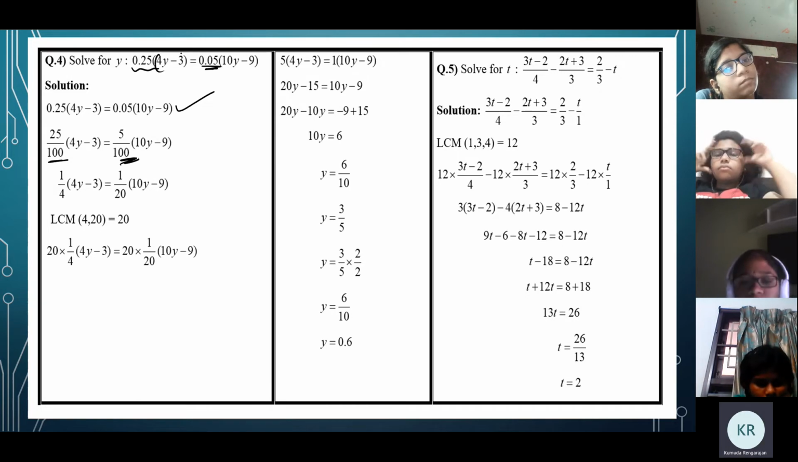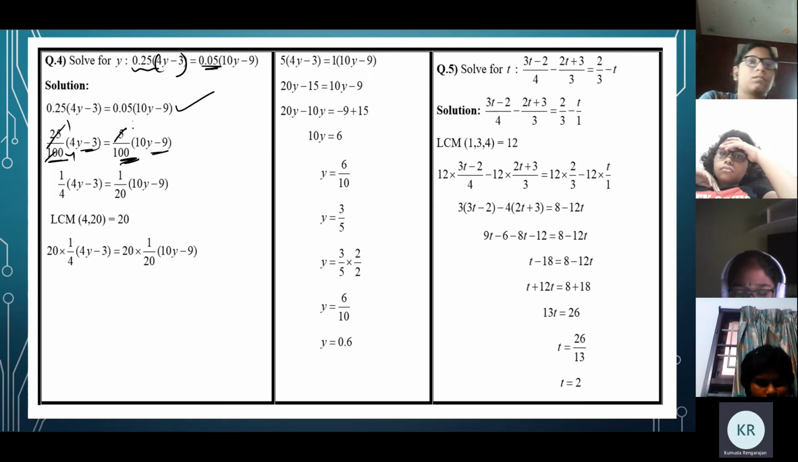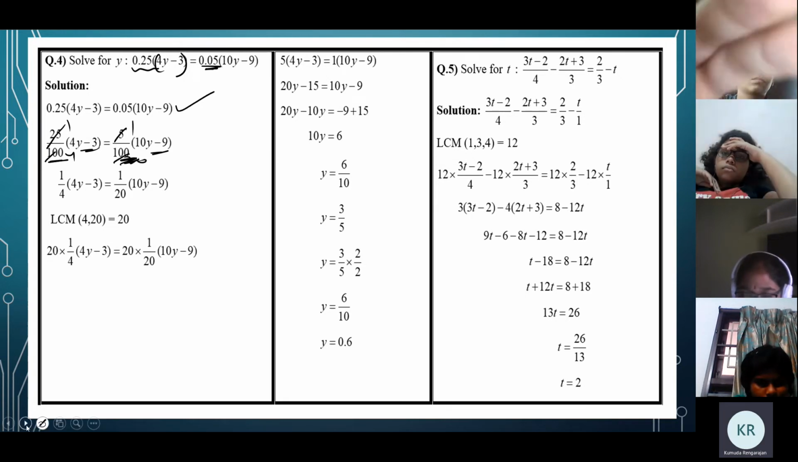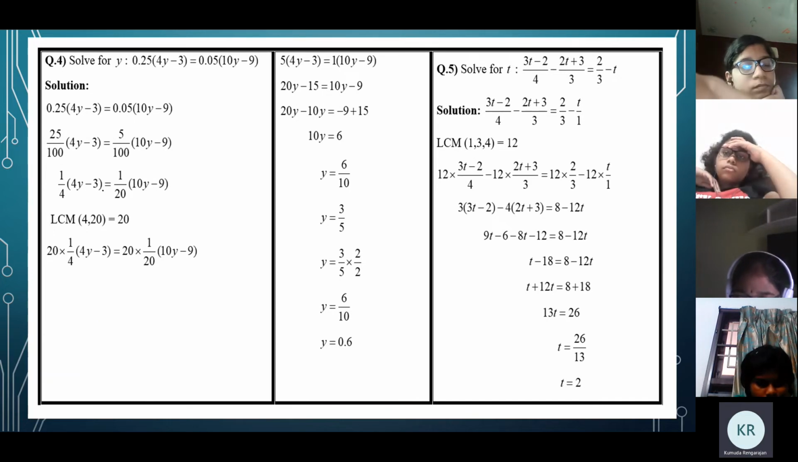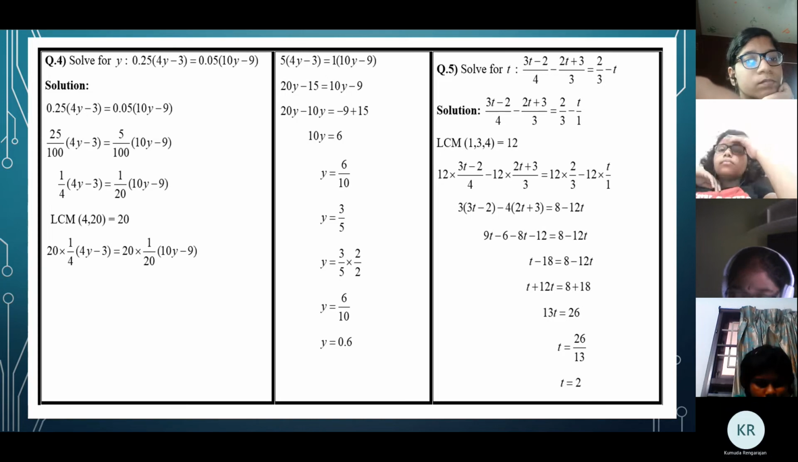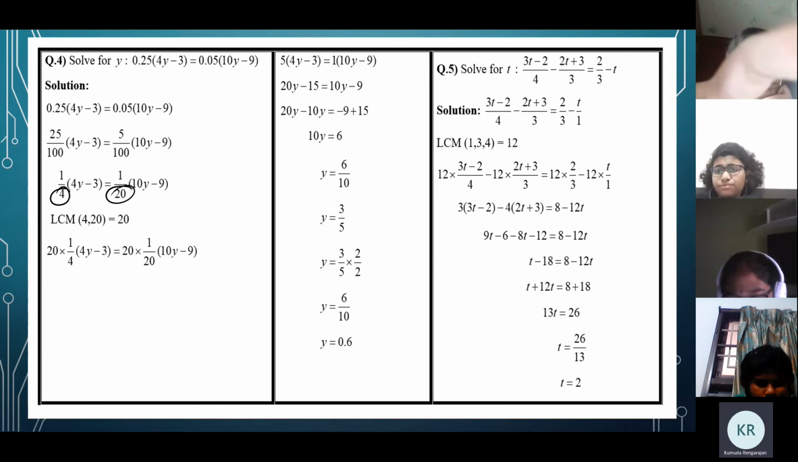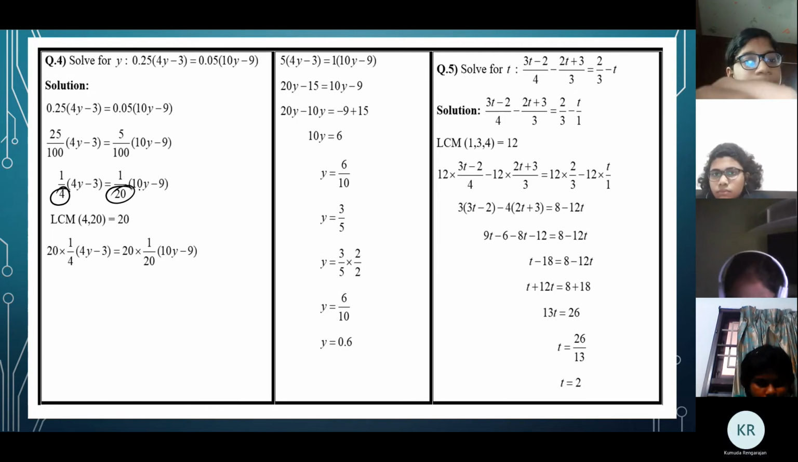The others are written as it is, 4y minus 3, 10y minus 9. Then this one simplifies to 1 by 4, and this one simplifies to 1 by 20. So 1/4 of 4y minus 3 is equal to 1/20th of 10y minus 9. Now the denominators you can see are 4 and 20, because only two terms are there. 4 and 20 are the denominators and the LCM is 20.